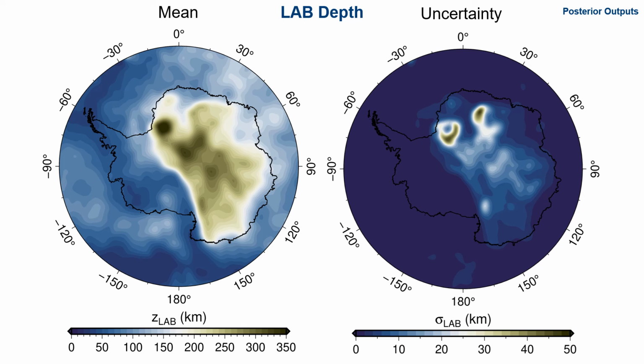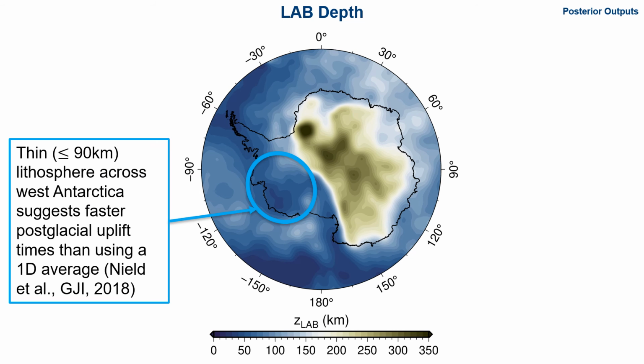The second output of interest here is the laterally varying depth to the 1200 degrees centigrade isotherm, which can be used as a proxy for the lithosphere-asthenosphere boundary depth. We find good agreement between our estimates of mean LAB depth and the volcanic record, and for more details you can see our paper. Thinner than average lithosphere predicted over West Antarctica suggests faster GIA response times when compared to 1D LAB models.